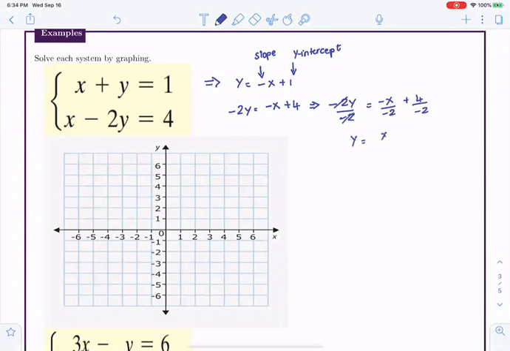The negatives will get cancelled, so x over 2, and 4 over negative 2 is negative 2. If I rewrote it a bit, I would have 1/2 x minus 2. So we have the slope to be 1/2, and the y-intercept is negative 2.